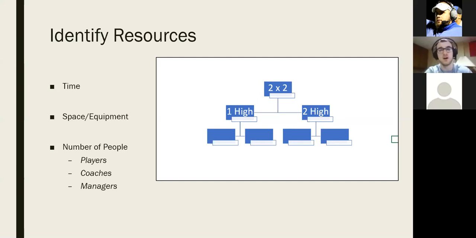The next one's going to be space and equipment. You can throw financial stuff in there as well. You really want to know what you have. Do you have 2 fields to be able to practice on? How many footballs do you have? How many different pieces of equipment? Obviously conduct that little audit before you start making your plans. And then the third most important resource is the number of people. How many coaches do you have? How many players do you have? Do you have enough to be able to run 2 sets, 2 scout teams, things like that? It's important to look at that type of stuff.